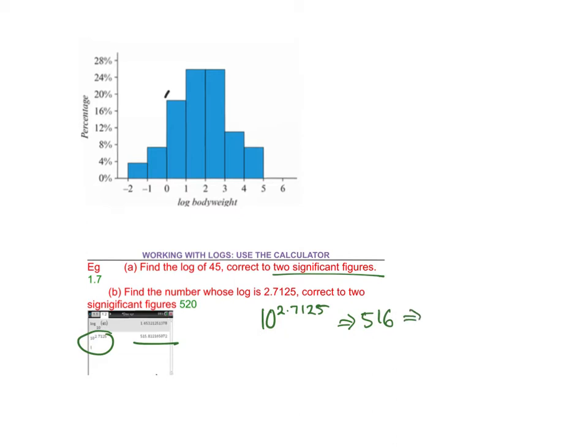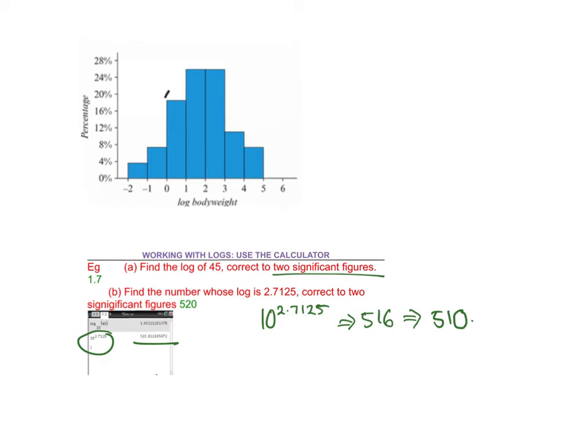2 significant figures means you start counting your figures as soon as you have a non-zero. So 5 is a non-zero and 1 is a non-zero, but I can't leave it as 51, can I? It's actually 510, so I just put a 0 for the rest of the numbers until you reach your decimal point. So there you go. So that would be 2 significant figures.